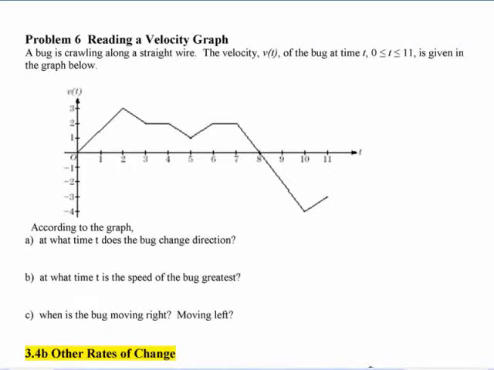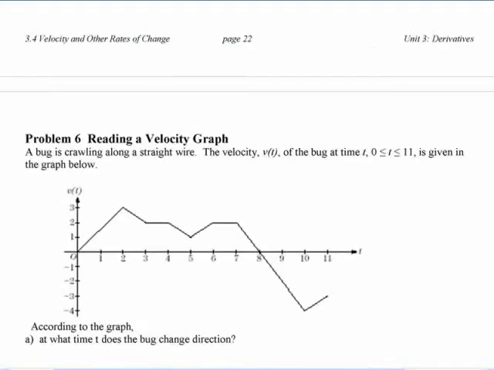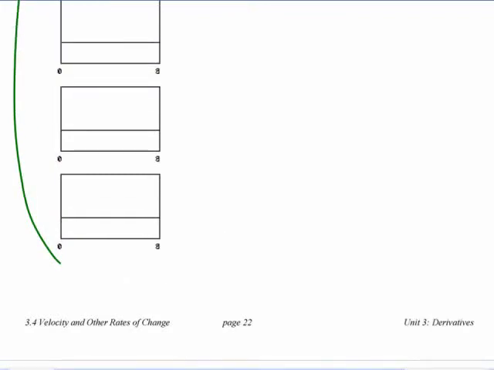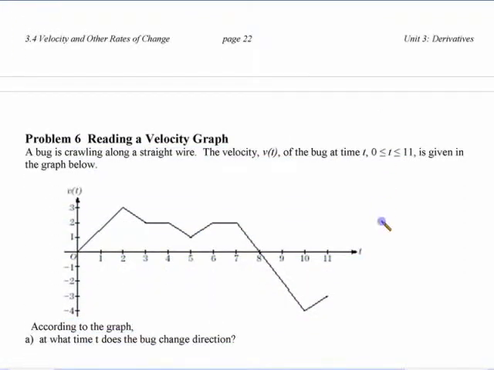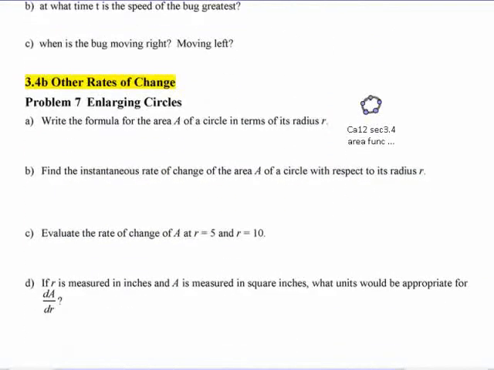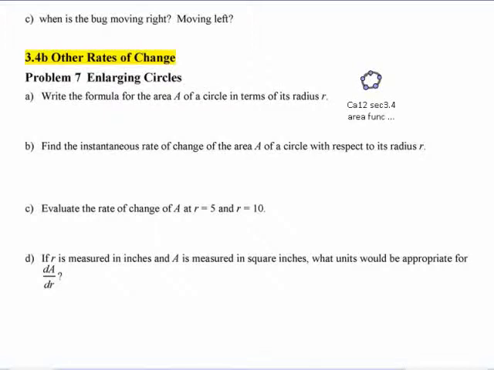This section 3.4 was all about, we started with looking at velocity and acceleration, how it relates to position, but starting to look at the derivative as a rate of change. I'm hoping that the amount of time we spent on that, we spent a couple days on that, that you're okay with that. Here's one example of looking at a different rate of change. Okay, other rates of change.